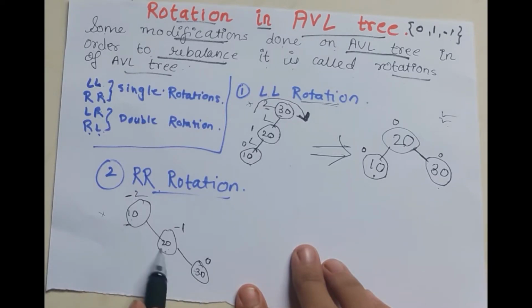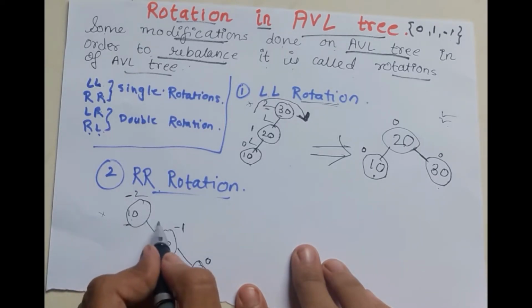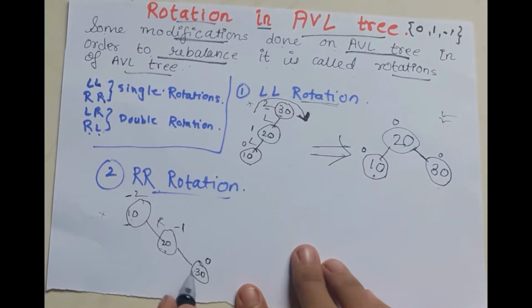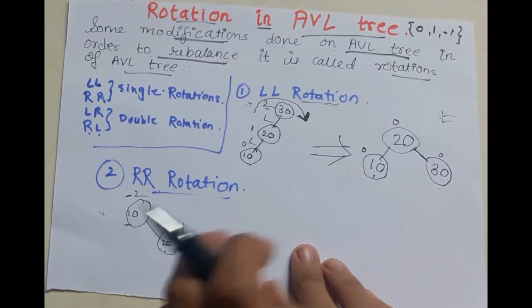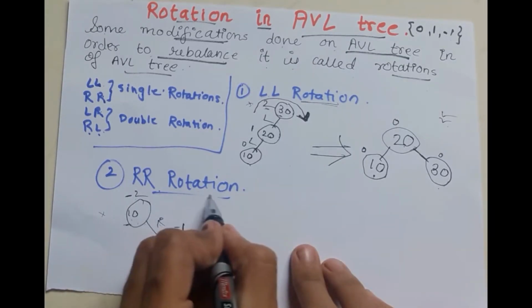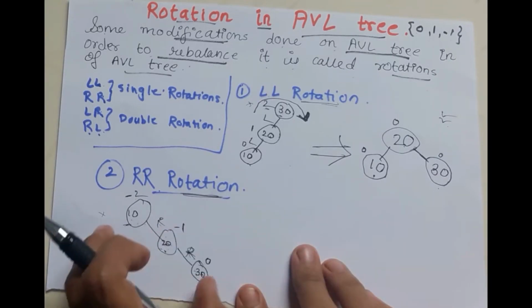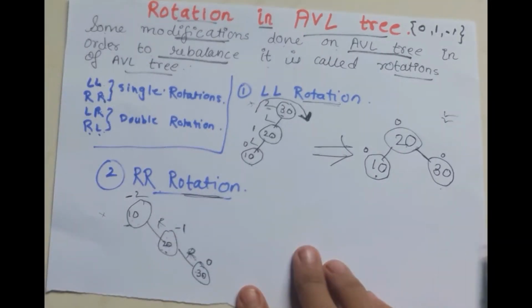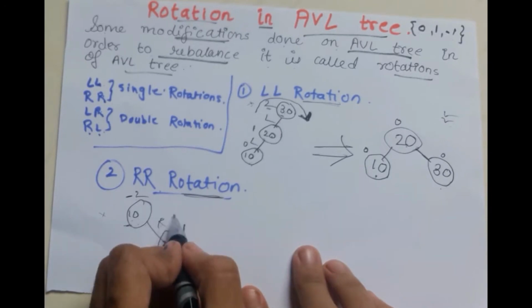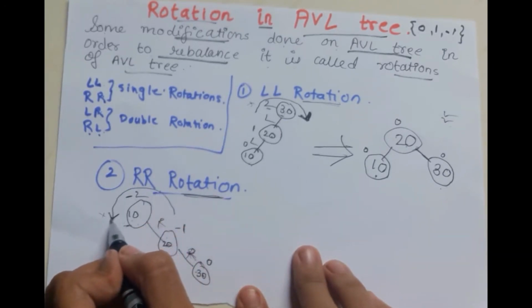Because of these two nodes, because 20 is attached as right branch of 10. 30 is also attached as right branch of 10. So because of these two branches, right branches, this tree is imbalanced. Hence this is RR type of imbalance. So we'll perform RR rotation on this tree. So in RR rotation, what we do? We rotate the tree in left like this.